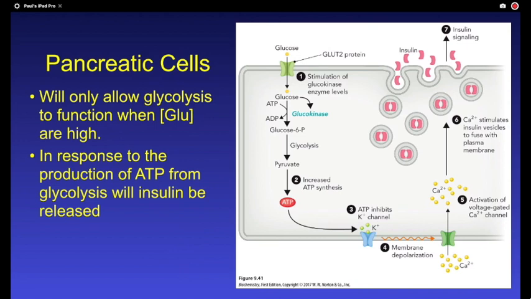ATP will go up. ATP inhibits a potassium channel. It closes it. The cell becomes depolarized and opens up a calcium channel. The calcium will influx in and it will go to vesicles that have insulin inside and cause those membranes to fuse to the plasma membrane, and we will exocytose insulin into the bloodstream, and it tells every other cell in the body, hey, there's lots of glucose around, I have lots of energy, I have lots of starting material, and it will start up a lot of different processes for lots of different tissues. And it's all because glucose gets transformed through glycolysis in the pancreas. Okay.